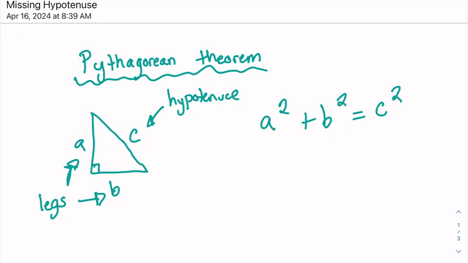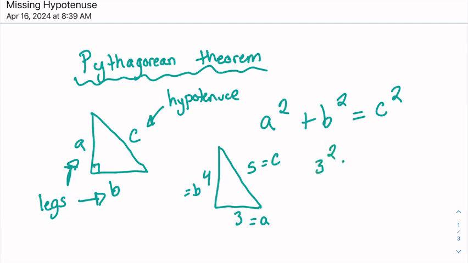Okay, so for example, we're going to draw a little triangle here. We're going to keep it simple. Okay, so say this is 3, this is 4, and this is 5. I'm going to say that this one is A, this one is B, and this one is C. Okay, so I'm going to fill this in. 3 squared is my A value. My B value is 4, so I'm going to write 4 squared equals my C value, 5 squared.